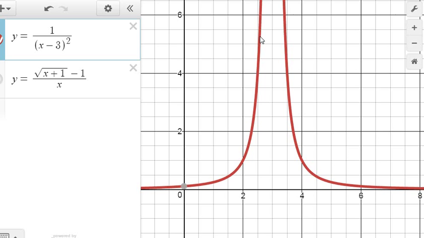F of 4. F of 4 is 2. That's the value of the function there. But what about the limit? As you get close to 4, where's that function going? Positive infinity. Yeah, that's where it's headed. It's positive infinity. All right. You're okay with problem 26?